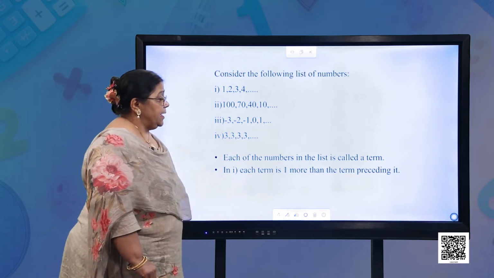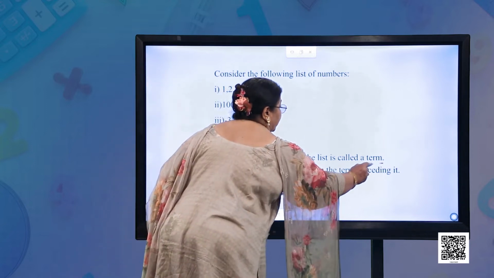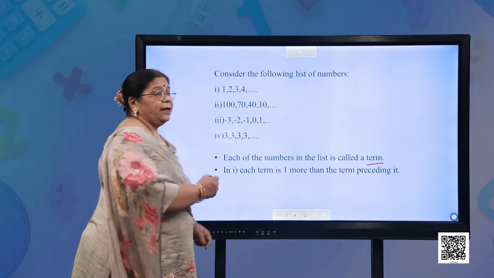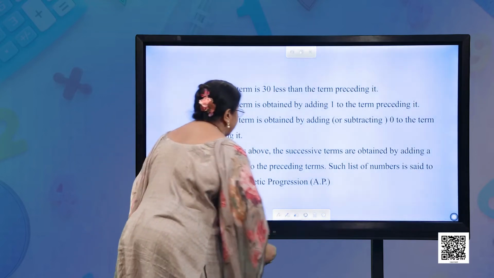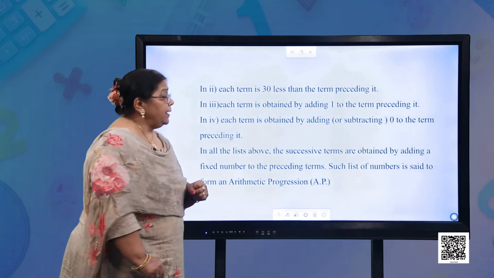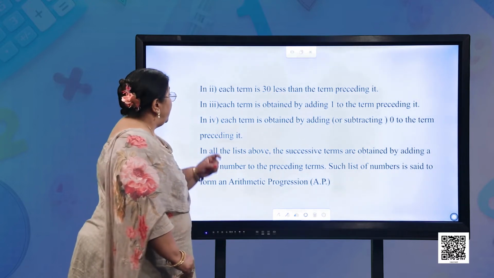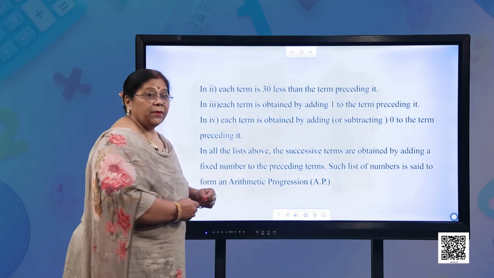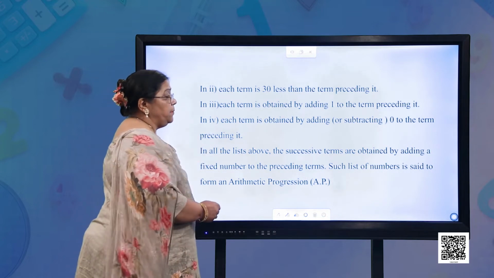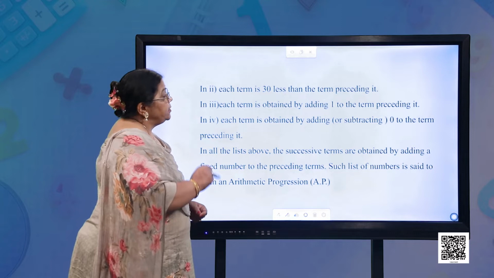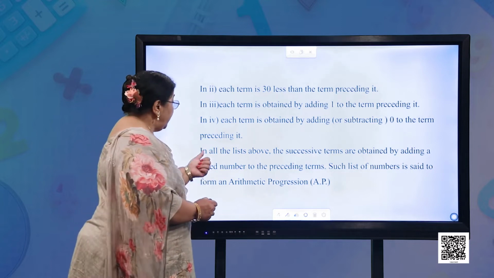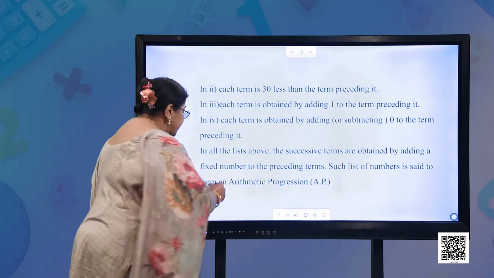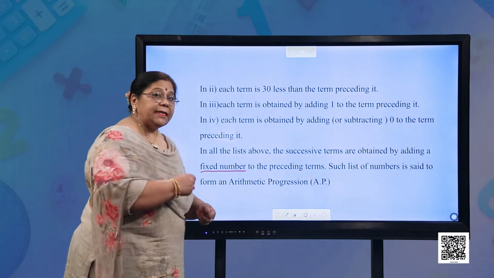Each of the numbers in the list is called a term. In the first one, you observe each term is one more than the term preceding it. In the second one, each term is 30 less than the term preceding it. In the third one, each term is obtained by adding 1 to the term preceding it. In the fourth one, each term is obtained by adding or subtracting 0 to the term preceding it. In all the lists above, the successive terms are obtained by adding a fixed number to the preceding term.